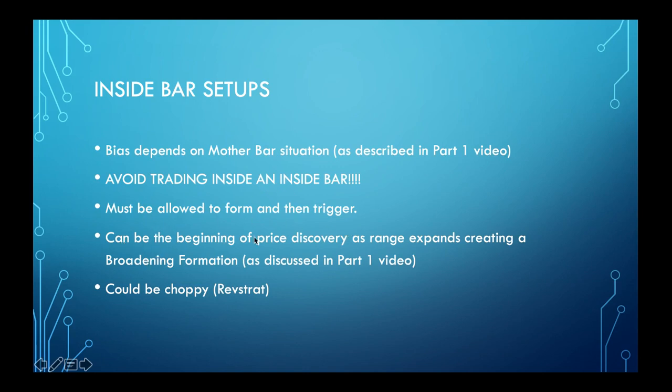This can be the beginning of price discovery as range expands, creating a broadening formation. We discussed that in the part one video. We said, do we want to be there when it's starting? No. We want to draw our broadening formations off of older highs and lows so that we're sure that it's not as choppy, we have more range, and then we can determine direction using something like a reversal and time frame analysis. So keep in mind that inside bar setups could be the beginning of some broadening formations, and they could be choppy. You could expect a rev strat in that type of situation.